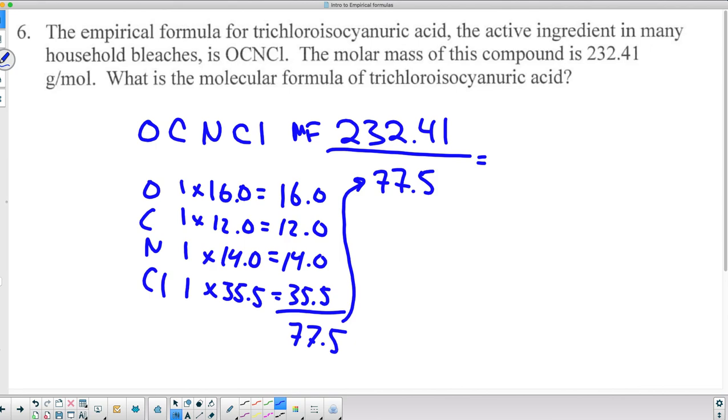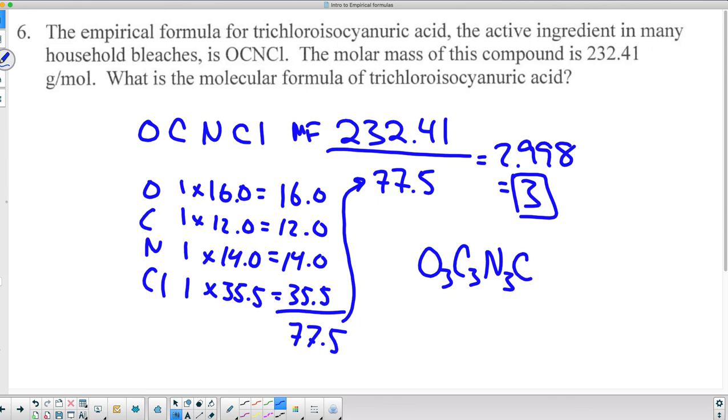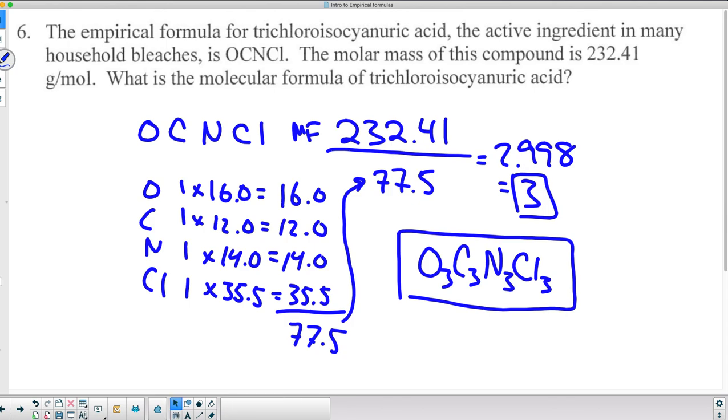What I get is 2.998. Obviously, this is going to be very close to 3. This is my magic number, which means my molecular formula is O3, C3, N3, Cl3, just like that. All right, nice work. See if you can do the last one there, number 9.